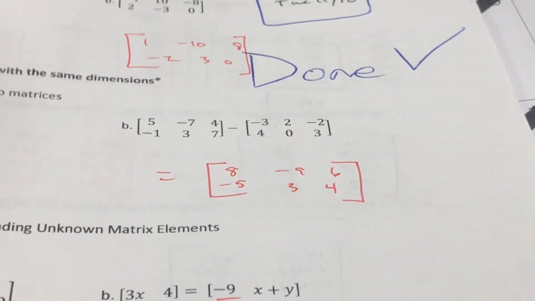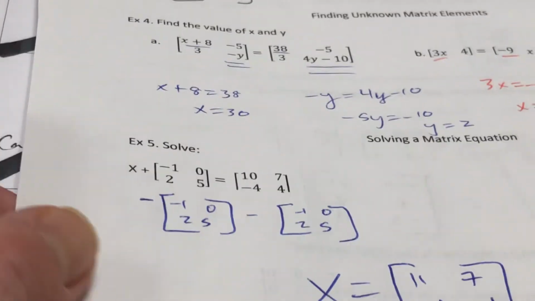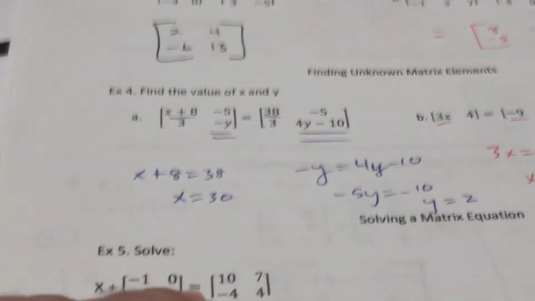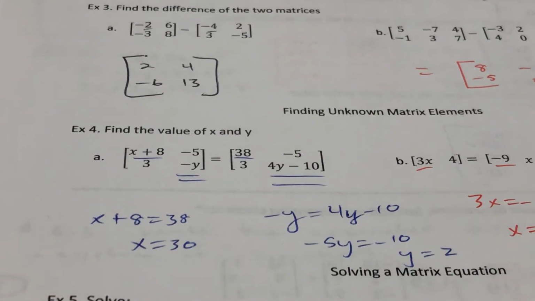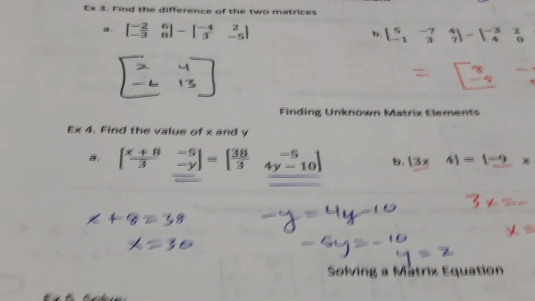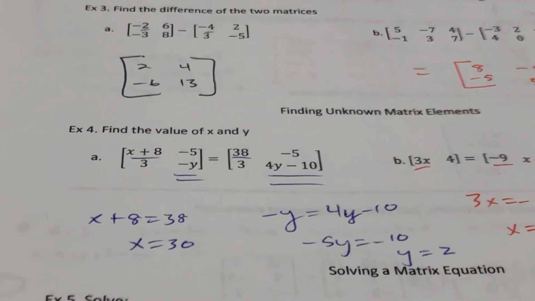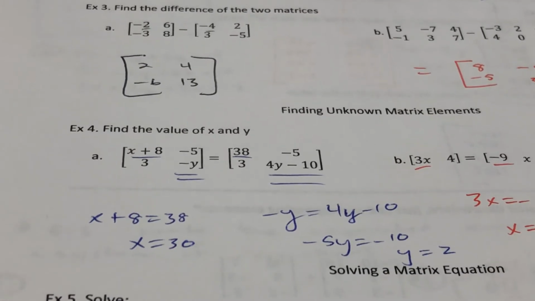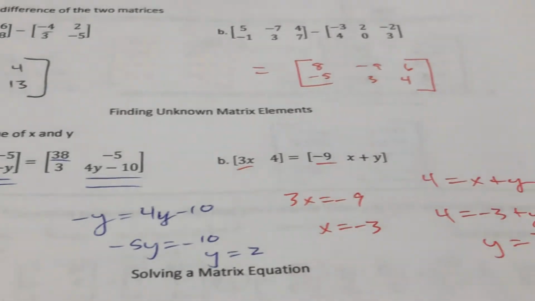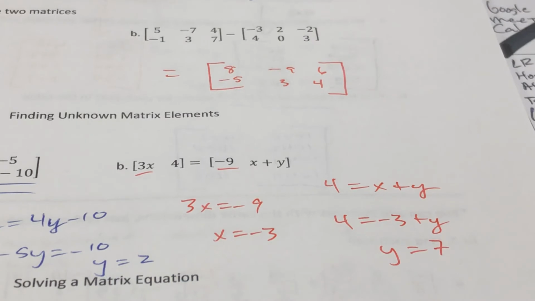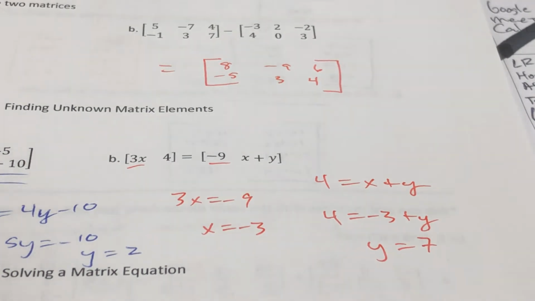All right, number 4. Find the value of x. Just subtract. So x plus 8 would correspond to 38. So set x plus 8 equal to 38. -y is equal to 4y minus 10. Solve for x and y. I got to do 3x equals -9 first. Then I can plug -3 in for x to figure out what y is, because x plus y equals 4.